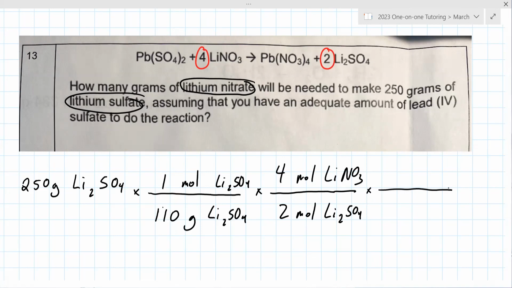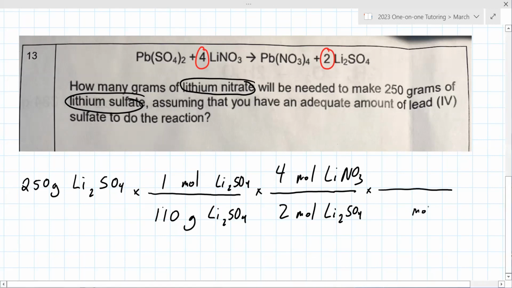Okay. And because we took that right from the equation, are the coefficients always going to mean moles? Yes. Yes. Good question. Got it. Cool.